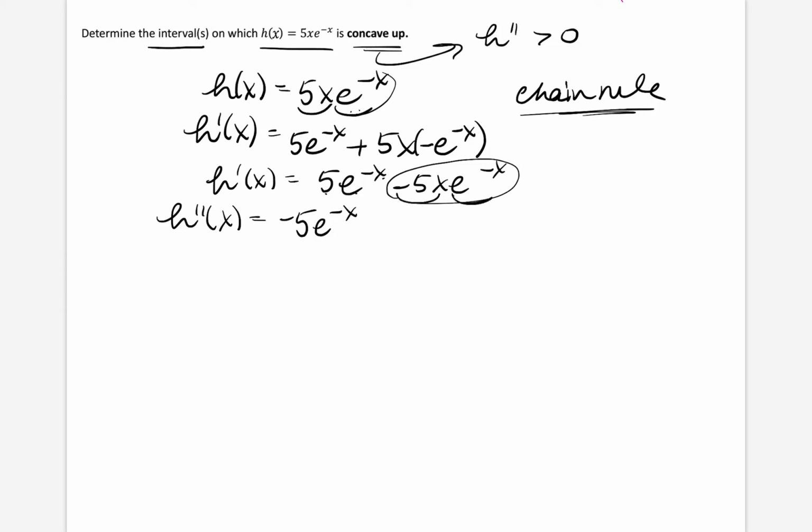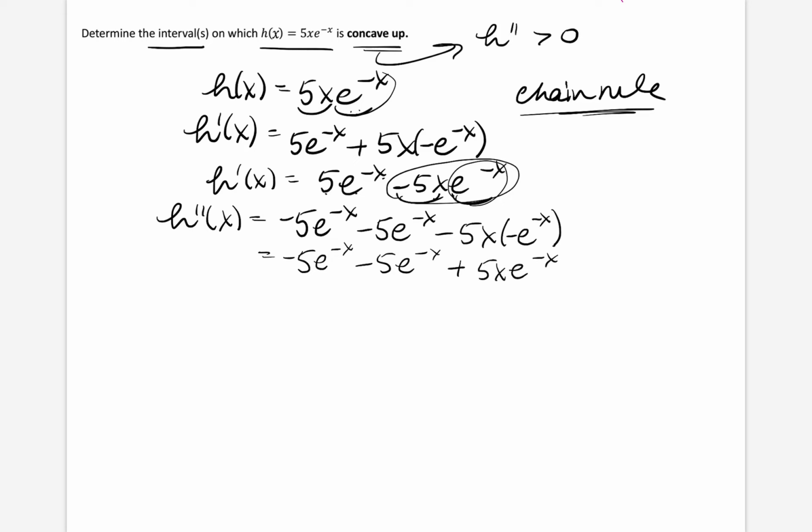Well, we're going to need the product rule again here. So the derivative of negative 5x is negative 5 times e to the negative x, and then we have our minus 5x times the derivative of e to the negative x, which is negative e to the negative x, again because of the chain rule. Now we can clean this up a little bit. We're going to have negative 5e to the negative x minus 5e to the negative x plus 5x e to the negative x. And combining these two terms, we have negative 10e to the negative x plus 5x e to the negative x. And that's our second derivative.